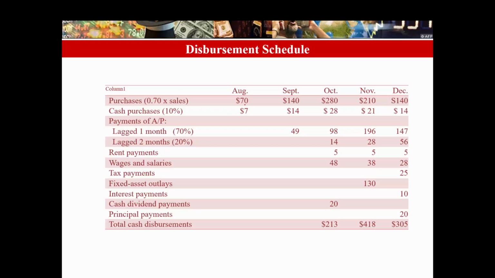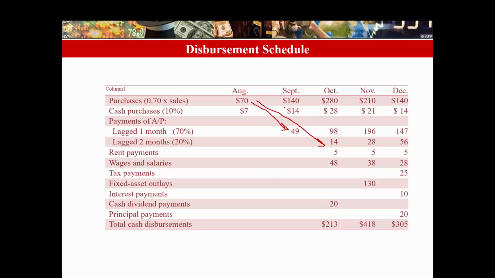So if we go through the calculations, in August, as we said, 70% of the sales, which is 70,000, of purchases were made. $7,000 was paid, 10% of it, in August. 70% of the purchases are going to be paid in September, and 20% is going to be paid out in October. So 70%, 1 month lag, and then 2 months lag, 20% is going to be made in October.